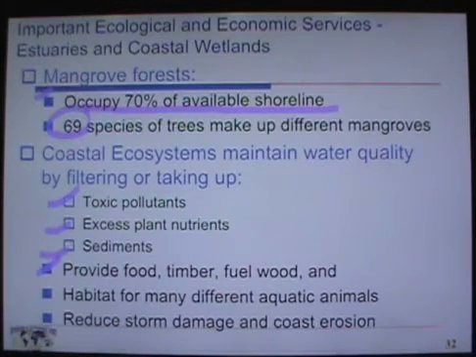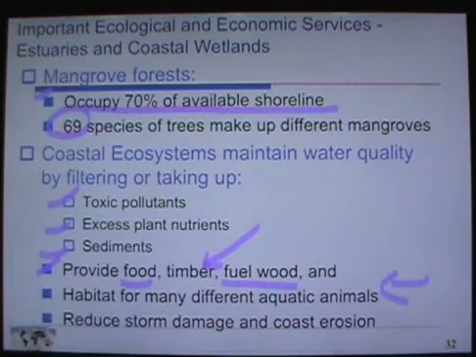As far as from a human standpoint, they're a tremendous source of food. A lot of the fish species that we eat, or certainly that indigenous peoples eat, come from these areas. Timber, fuel wood, habitat. Lots of habitat.